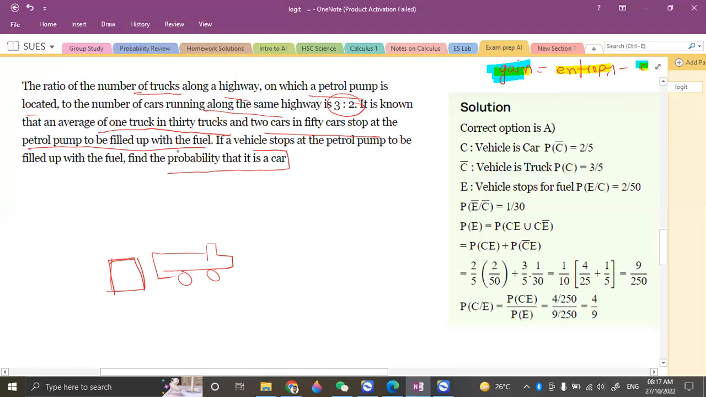So you see, it is a very big question, but we have to split this. First thing, let's see how many objects we have here. We have trucks and we have cars, and they also need to fill up the fuel. So the vehicle is a car.